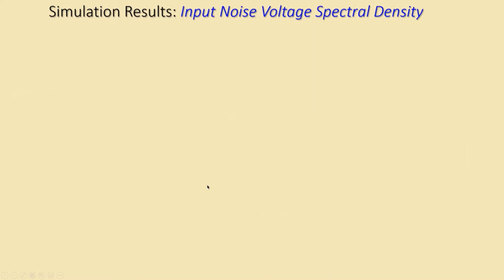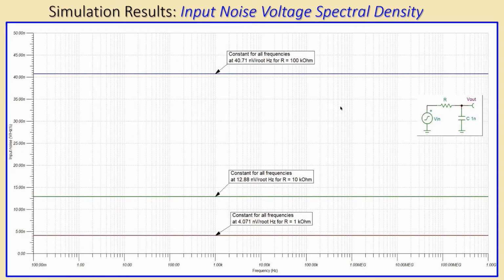Okay, let's look at the simulation results, and we start with the input noise voltage spectral density. This is the circuit we had, the R and the capacitor of 1 nanofarad. This is the plot, the line for the case where you have a resistor of 100 kilo ohms. You can see it is 40.71 nanovolts per root hertz. You can see it also in this plot.